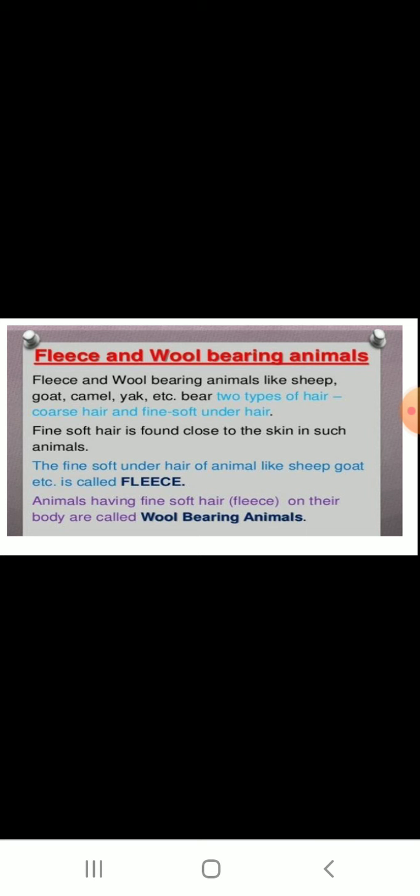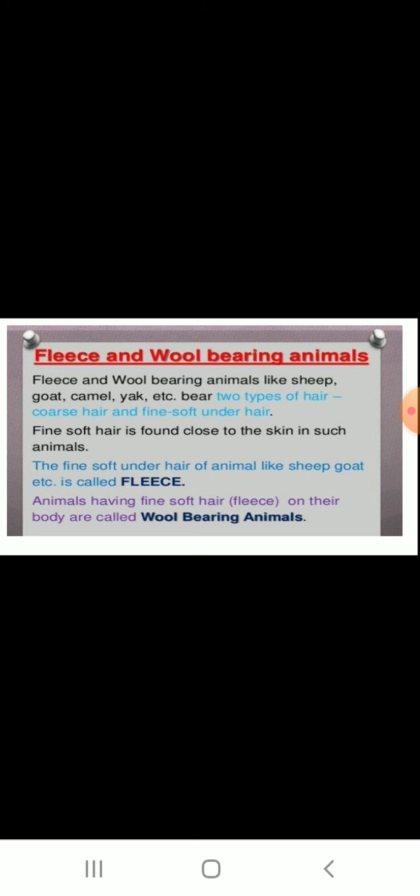Fleece and wool bearing animals like sheep, goat, camel, yak, etc. bear two types of hair: coarse hair and fine soft under hair. So two types of hairs we'll get. One is a coarse hair and another one is a fine soft under hair. Fine soft hair is found close to the skin in such animals. So it is going to be present adhered to the skin.